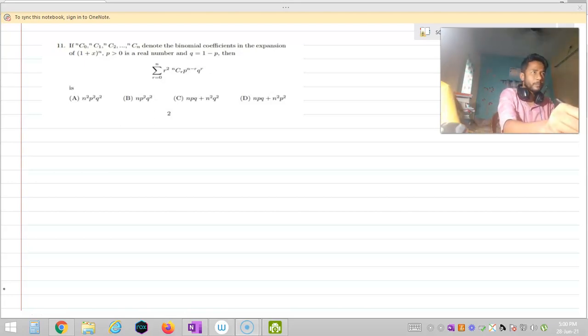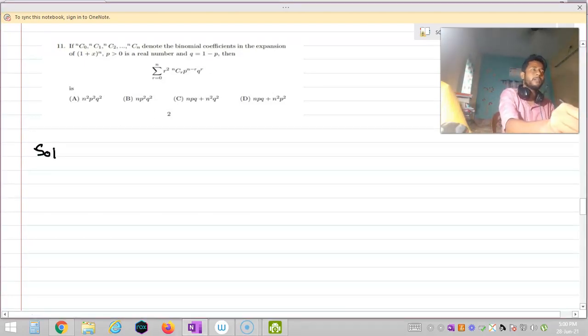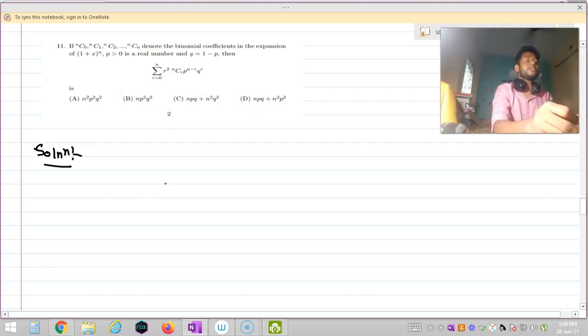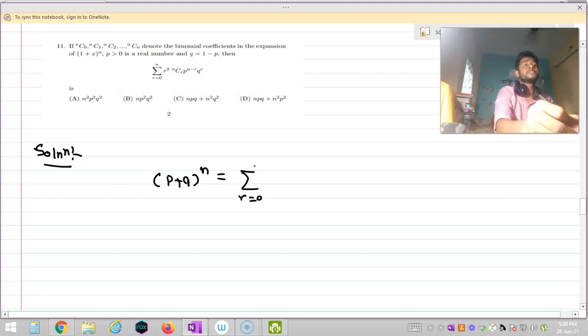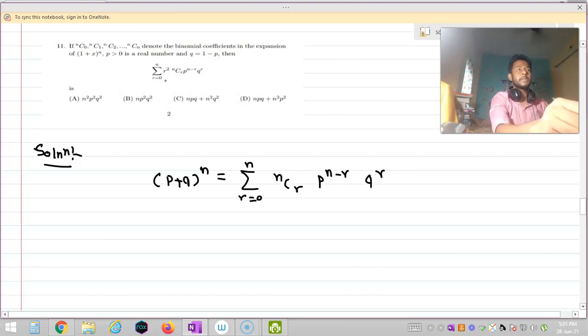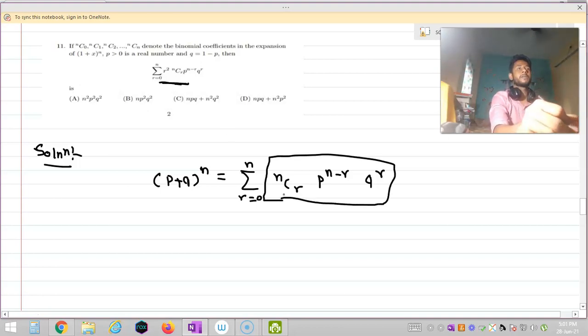It's a very good question, and you have to approach this question technically. We know that (p + q)^n can be written as the summation r = 0 to n of nCr p^(n-r) q^r, right? Now you can see that in this expression, this term is the same as this term, right?